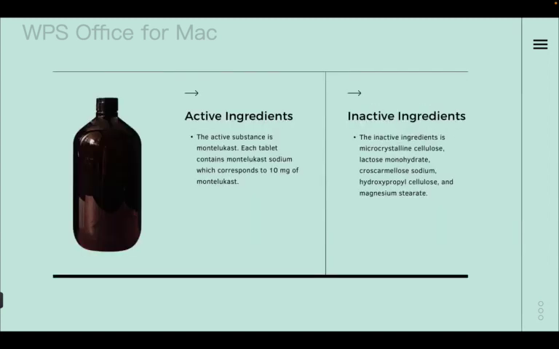We have here the active and inactive ingredients of Montelukast. The active substance is Montelukast. Each tablet contains Montelukast sodium, which corresponds to 10 mg of Montelukast. The inactive ingredients are microcrystalline cellulose, lactose monohydrate, croscarmellose sodium, hydroxypropyl cellulose, and magnesium stearate.